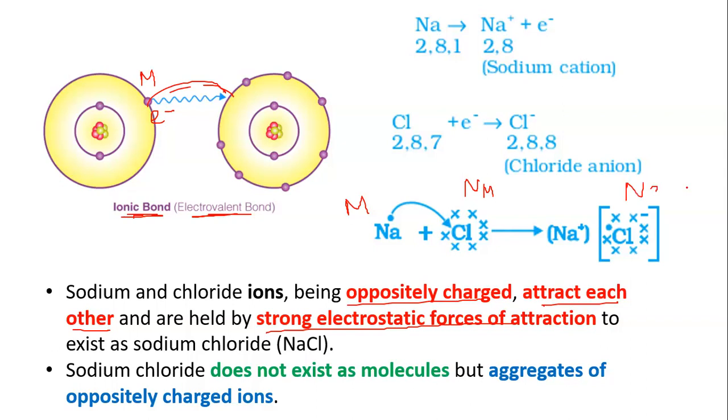So if somewhere NaCl is written, that means Na+ and Cl-. Cations and anions are there. So sodium chloride is an ionic compound. No molecules are there. Instead of that, ions are present. It is a collection of ions. It is an aggregate of oppositely charged ions. This much is clear.